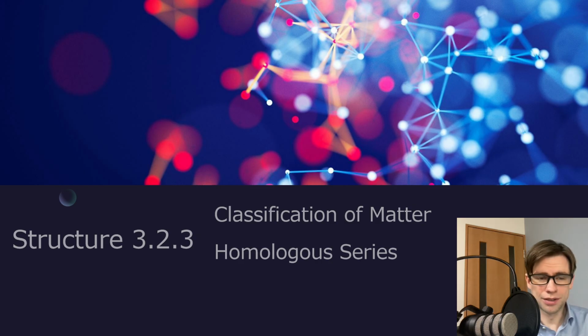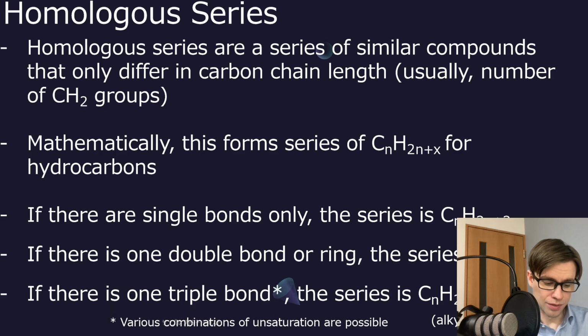So the word homologous you might know from other things, like if you studied biology, there's homologous structures and analogous structures, but homologous generally just means same structure or same history, same line, and its meaning is very similar in chemistry as well. So homologous series. Homologous series are a series of similar compounds that only differ in carbon chain length. Usually, which is the number of CH2 groups on the structure.